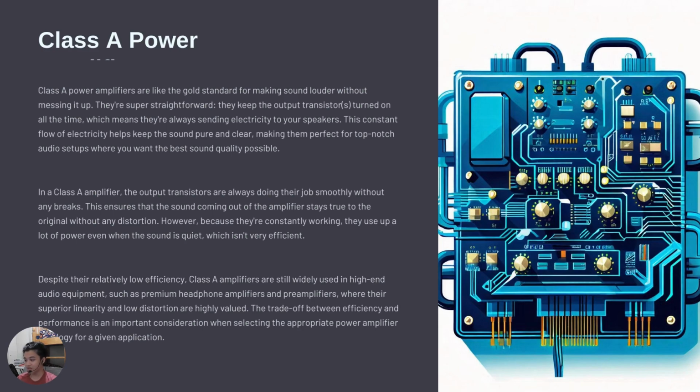Despite their relatively low efficiency, Class A amplifiers are still widely used in high-end audio equipment, such as premium headphone amplifiers and preamplifiers, where their superior linearity and low distortion are highly valued. The trade-off between efficiency and performance is an important consideration when selecting the appropriate power amplifier topology for a given application.